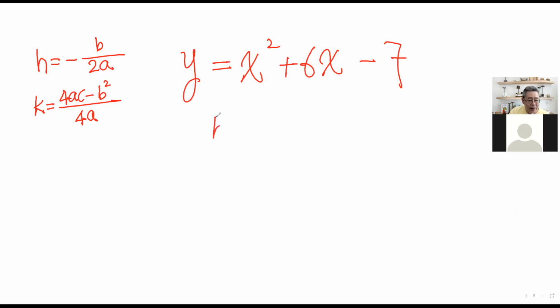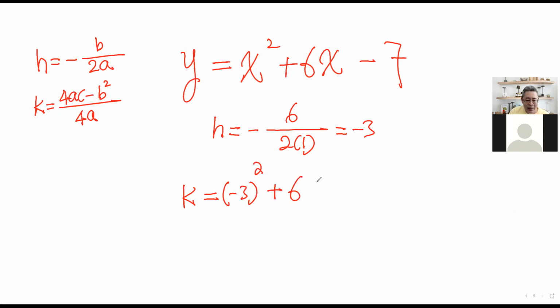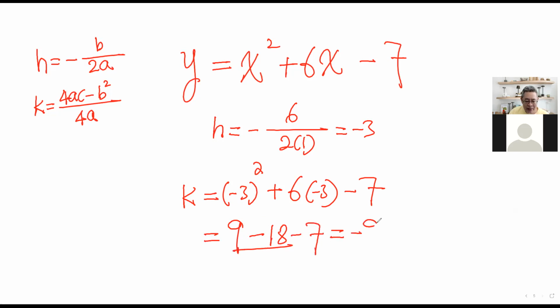Okay, let's see. You got h, that's good. That's -6 over 2 times 1, which is -3. Now, if we plug into the function, we get (-3) squared plus 6 times -3 minus 7. This will be 9, then -18 minus 7. That gives us -9 and then -7, so we get -16.